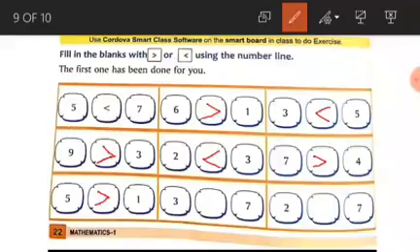Next, in the next one 3 and 7 is here. So again which one is greater? Can you tell me? Yes, 7 is greater than 3. Now the last one is 2 and 7. So which one is greater? Again 7 is greater than 2. So we put the sign like this.